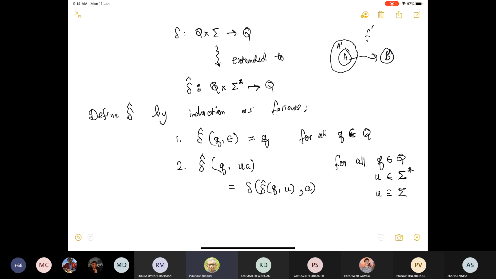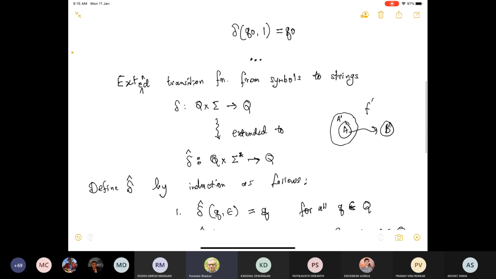As you can see, this is an inductive definition, right? The first clause defines the basis, and the second clause is the inductive case. So you define the value of delta hat for a given state and the string UA in terms of the value of delta hat on a smaller string, which is delta hat QU. Okay, so is this definition clear? And of course, I'm going to give you an example.